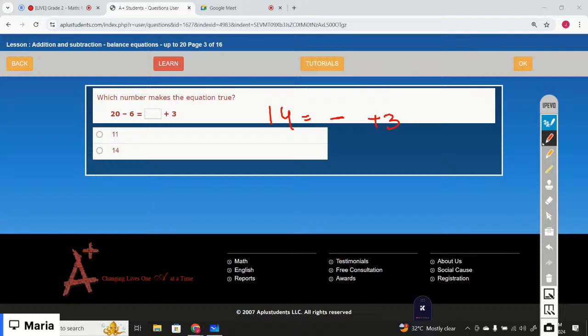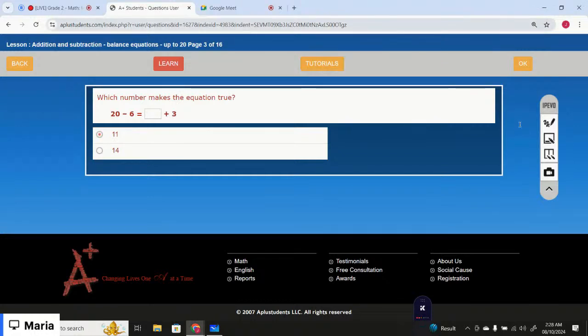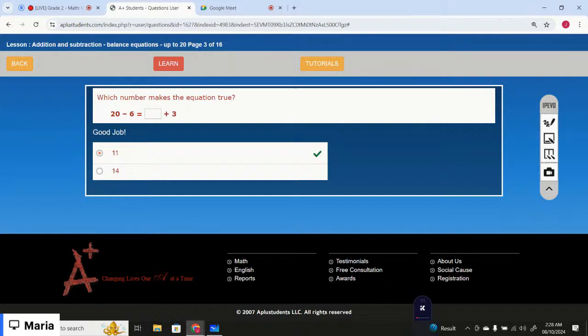That is 11. Yes, 11 plus 3 makes 14. So the correct option is 11. That keeps the equation balanced. 11 is the correct option. Very good.